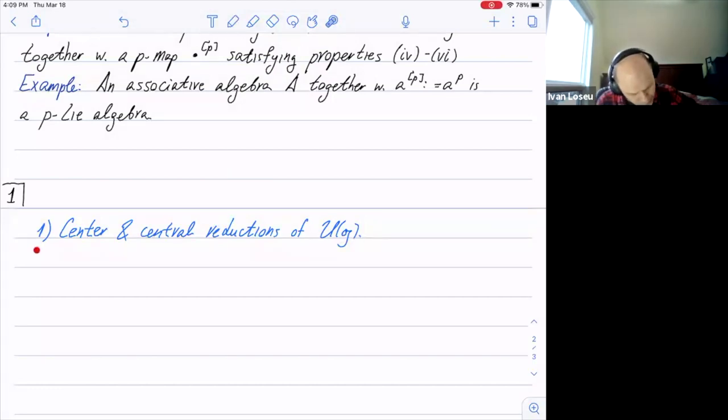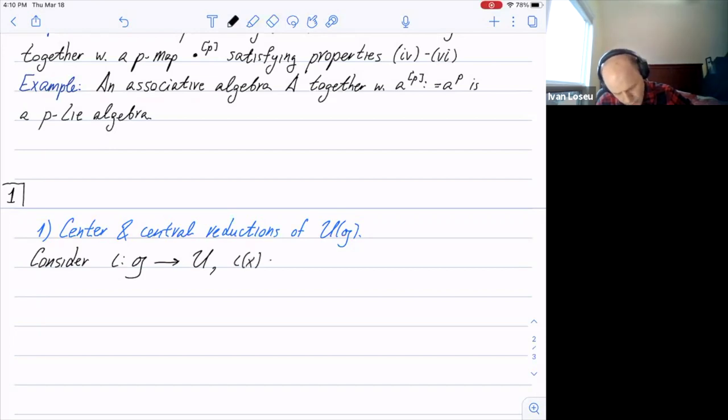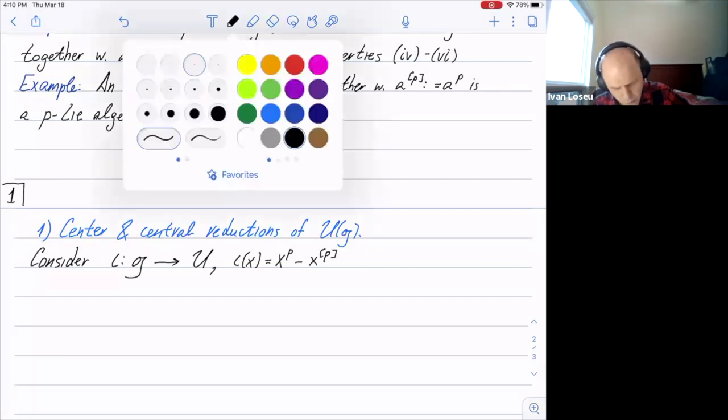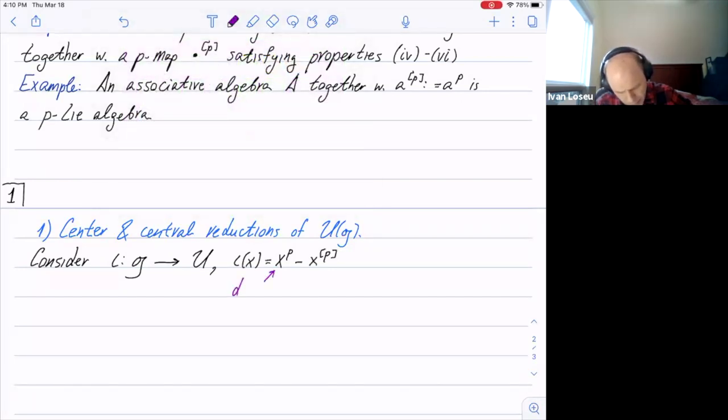So what we do, let's consider the map iota going from G to U, which is my shorthand for U of G. And it's defined as follows. So iota of X is going to be X to power P. This is the usual P-th power in the universal enveloping algebra, minus X to square bracket P. And this guy has degree P. And this guy lies in the algebra, it has degree one.